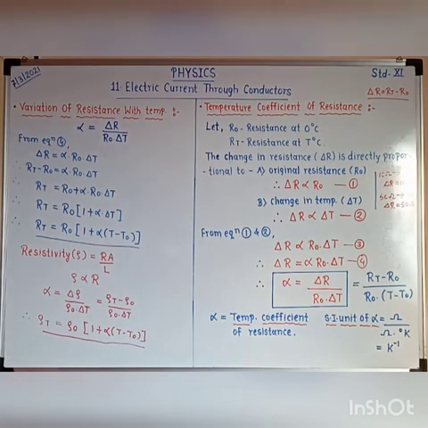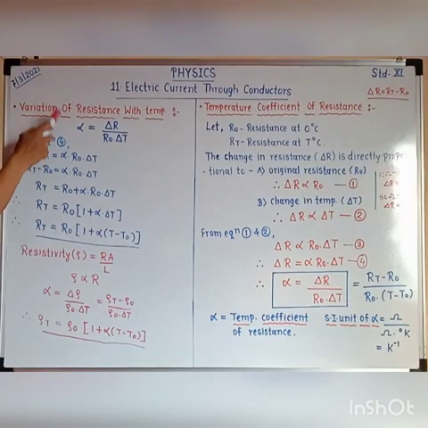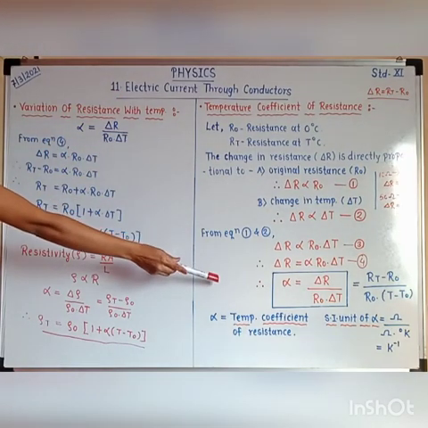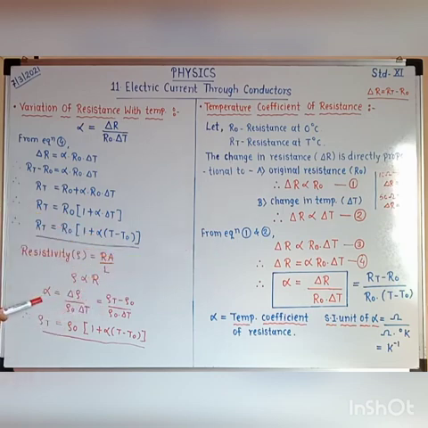So in this way we have studied the variation of resistance with temperature, then the temperature coefficient in terms of resistance, then the temperature coefficient in terms of resistivity, and these two formulas.